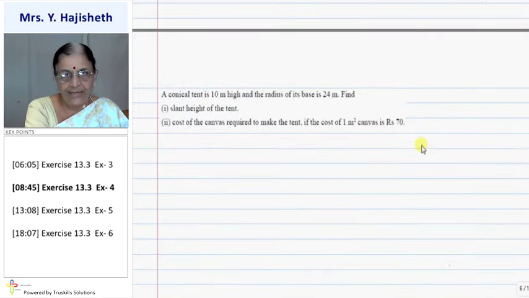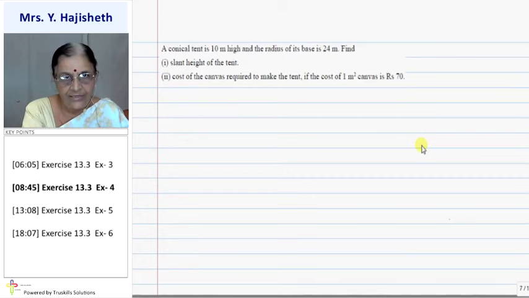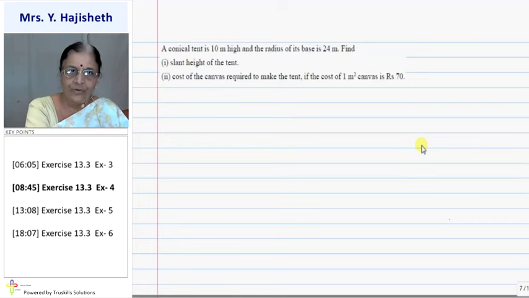It is given that a conical tent is 10 meter high and its radius is 24 meter. Find the slant height of the cone and also the cost of the canvas required to make the tent, if the cost of 1 meter square canvas is ₹70.